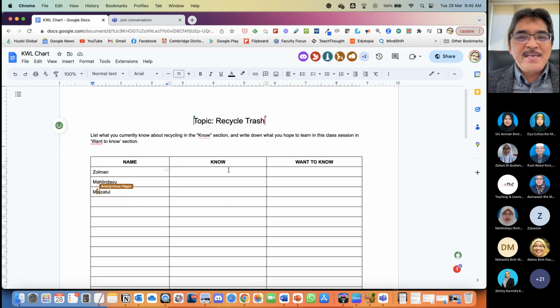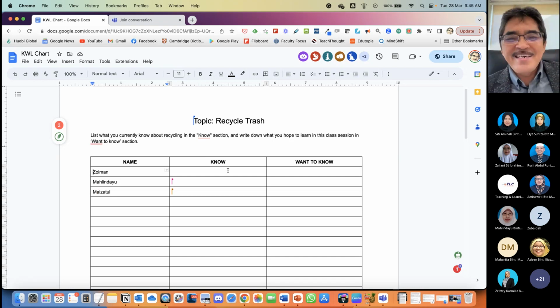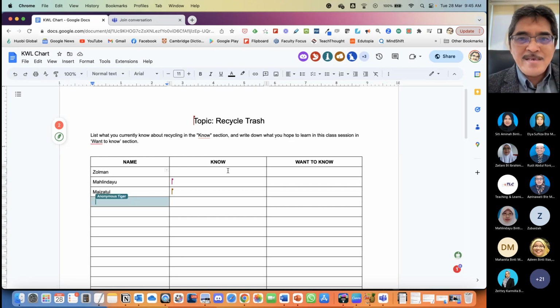Okay, so put your name then in the No column, just type anything that you know. Don't Google, lah. This one we just want to do a real exercise, okay? Anything that you know, what exactly you know, just put in the No column. And then after that, in the Want to know column, what do you think, what else do you want to know about recycling trash? And hopefully you can learn it in our class today. Okay?